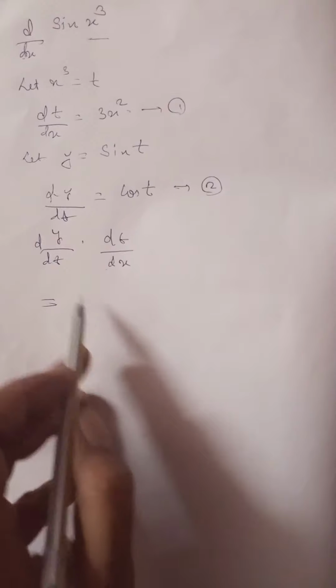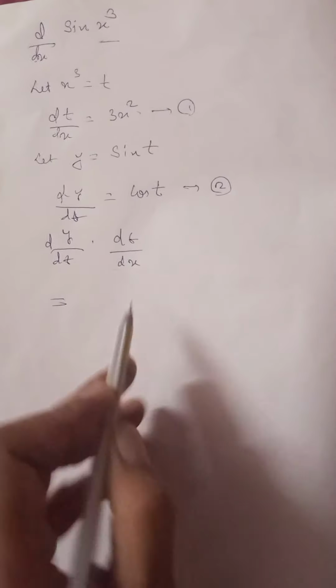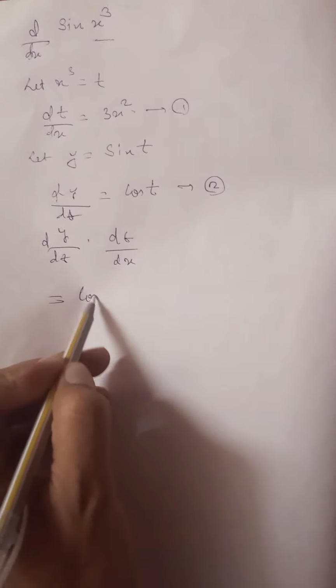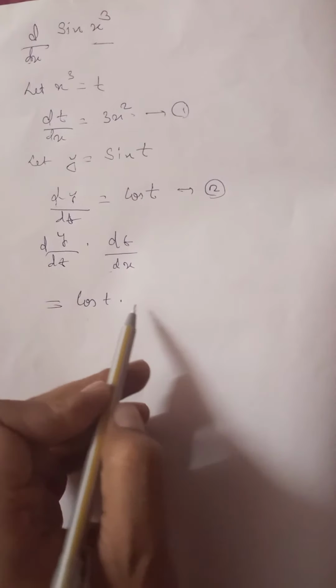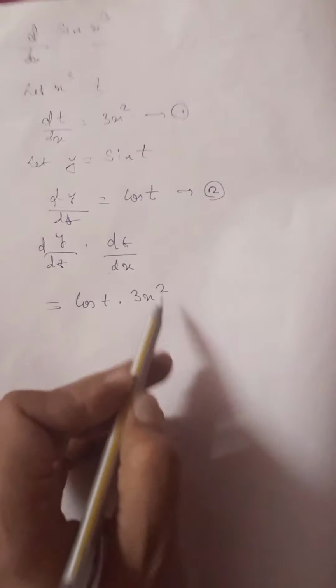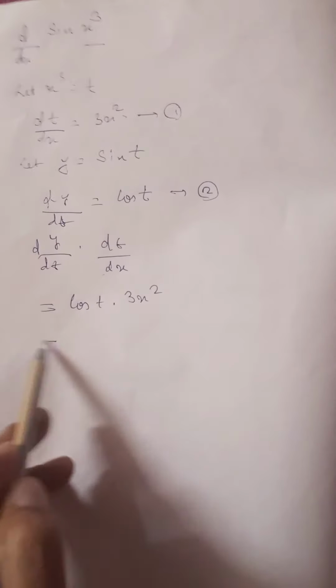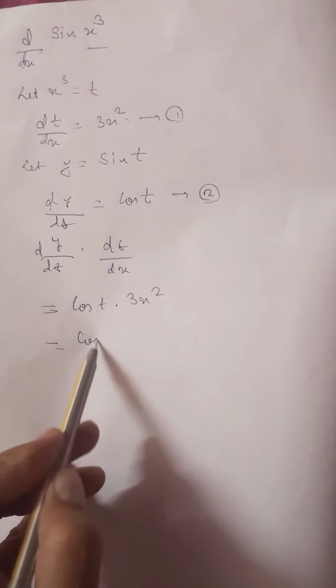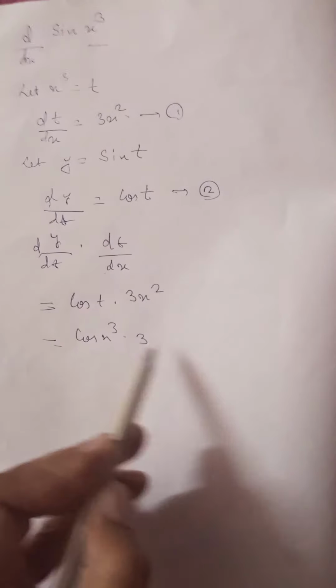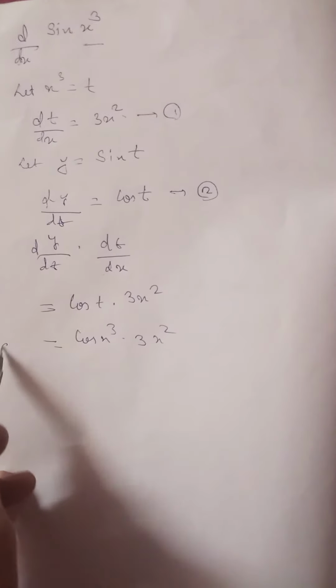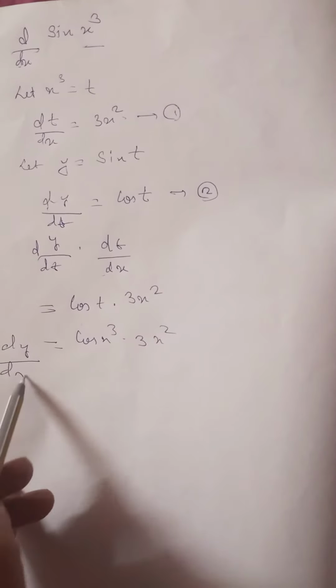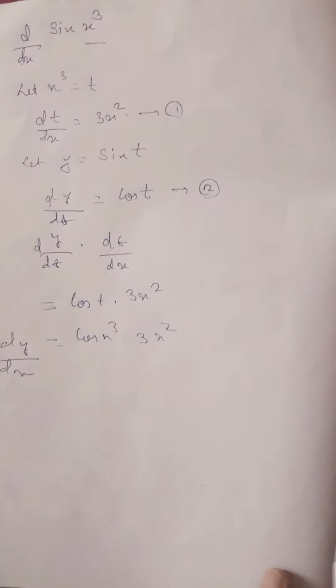So what is dy upon dt? Dy upon dt is equal to cos t, and dt upon dx is 3x squared. So 3x squared cos t. So cos t is what? Cos of x cube. So dy upon dx will be 3x squared cos of x cube.